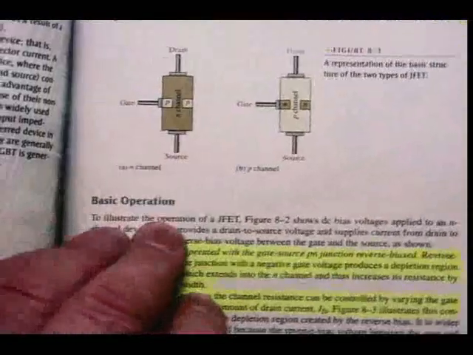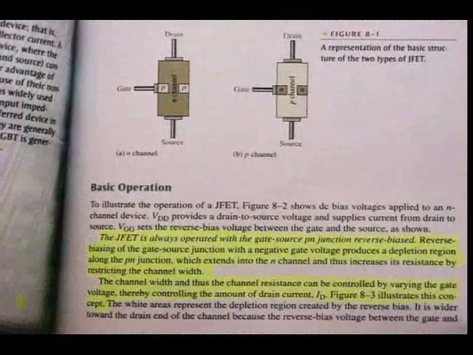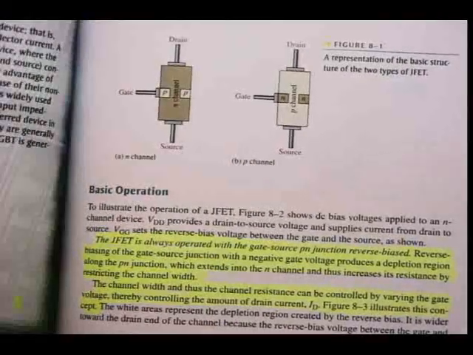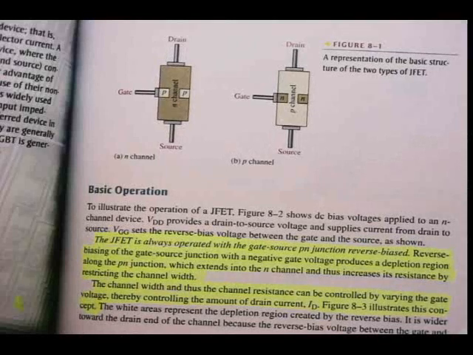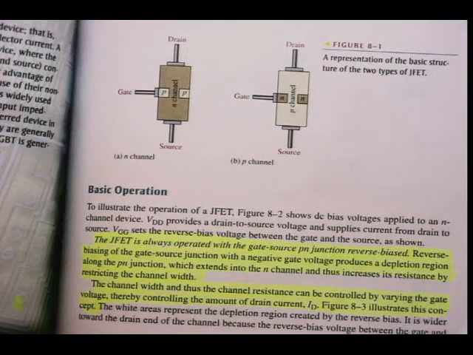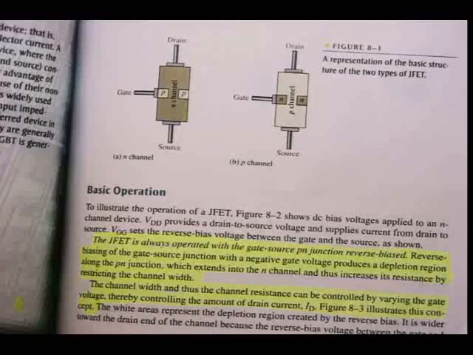If I increase VGS, but we will discuss it later again, the channel becomes narrower because of the depletion regions that are growing, and eventually the two of them will touch and no current will be able to flow through the device. Okay, that's the basic operation of the JFET. And of course the P channel will just be the opposite with the current flows. Right, the last paragraph there tells you the channel width and thus the channel resistance can be controlled by varying the gate voltage, thereby controlling the amount of drain current ID, as we've seen in that figure.